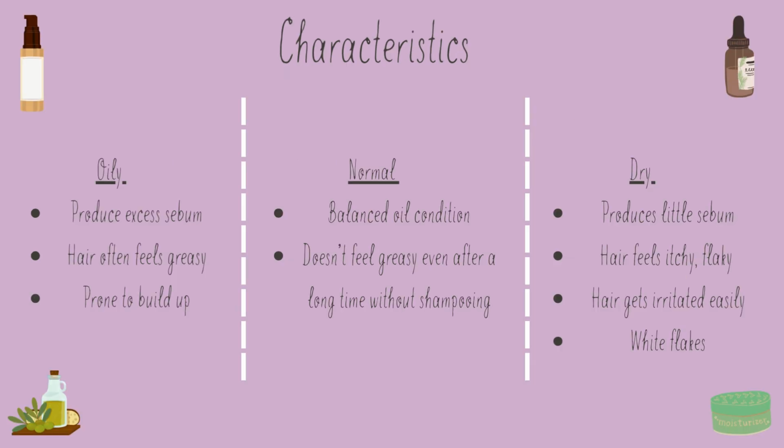Now the characteristics of the different scalp conditions. For oily, it produces a lot of sebum, which is your natural hair oil, and it often feels and looks greasy and is prone to build up, so it's best to use shampoo regularly. For a normal scalp, it has a balanced condition and doesn't feel greasy, so it's best to also shampoo your hair, of course, but you don't have to do it constantly.